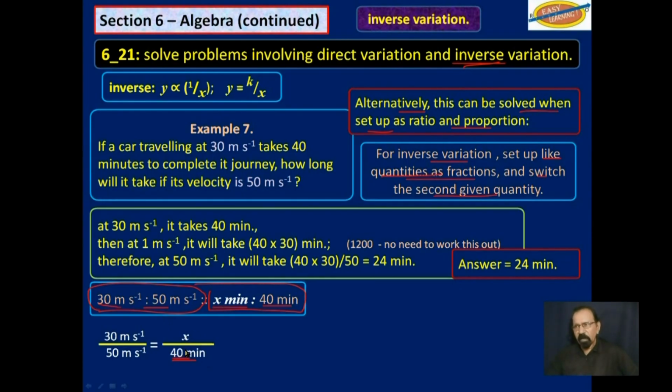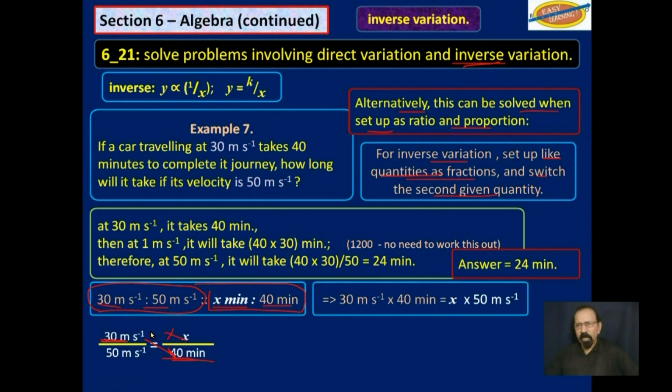Notice this 40 here is related to that 30. So we actually switch it around. We didn't put it up here, but rather down here. Now, when we cross multiply that, we get 30 meters per second times 40 minutes is equal to x times 50 meters per second. Flip this equation around and divide both sides by 50 meters per second. And so you get x is equal to 30 meters per second times 40 minutes, divide by 50 meters per second. And what do we get? We get 24 minutes, which is the same answer we got up here using grade 3 primary school mathematics.